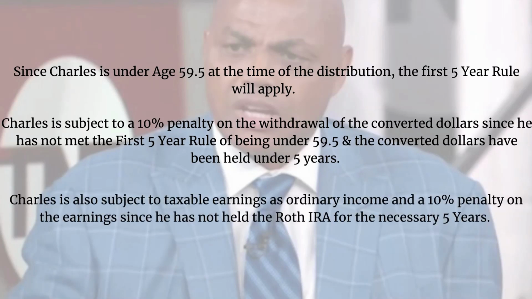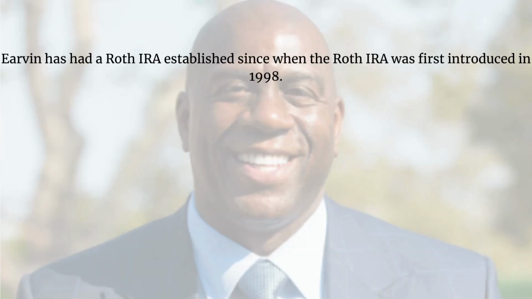He's also subject to taxable earnings as ordinary income and a 10% penalty on those earnings, being that he's under 59 and a half and has not yet held it for over 5 years. Unfortunately, Charles has made a pretty sizable mistake since he hasn't qualified for either of the 5-year rules. Let's look at Irvin's plan.